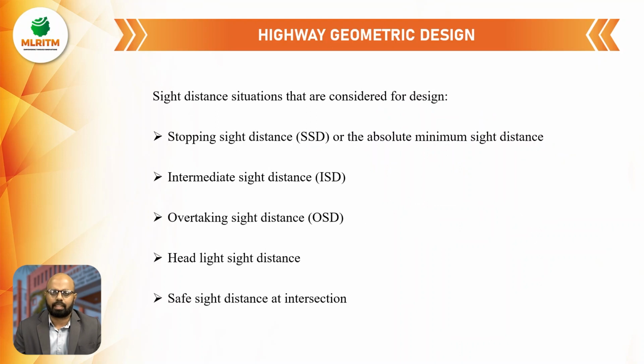So what are the sight distance situations? These are the few sight distance situations we are going to consider in the design process. Stopping sight distance, or we can call it absolute minimum sight distance. Second is intermediate sight distance. Third is overtaking sight distance. Fourth is headlight sight distance, and fifth is safe sight distance at intersections, which we provide at the intersections.